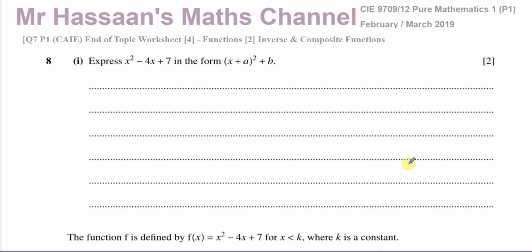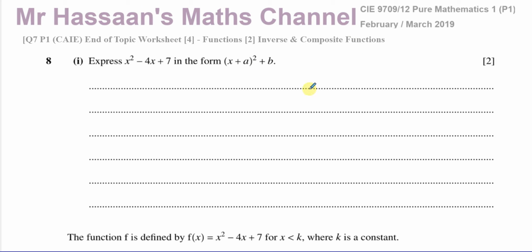All right. So first of all, it says express x squared minus 4x plus 7 in the form (x plus a) squared plus b. So here we have a quadratic function. Now we know it's a quadratic function because it's in the form ax squared plus bx plus c. The highest power is x squared. There's no x in the denominator. This is a quadratic function.